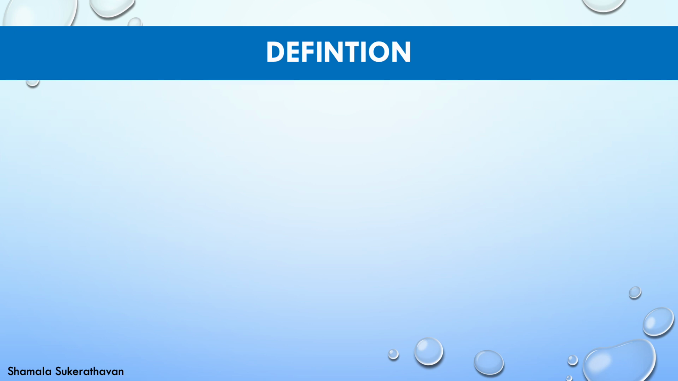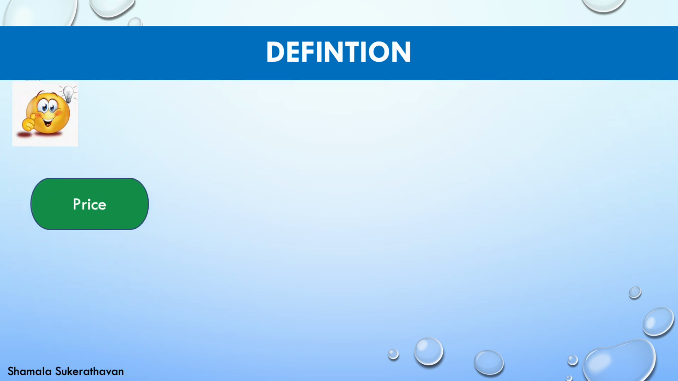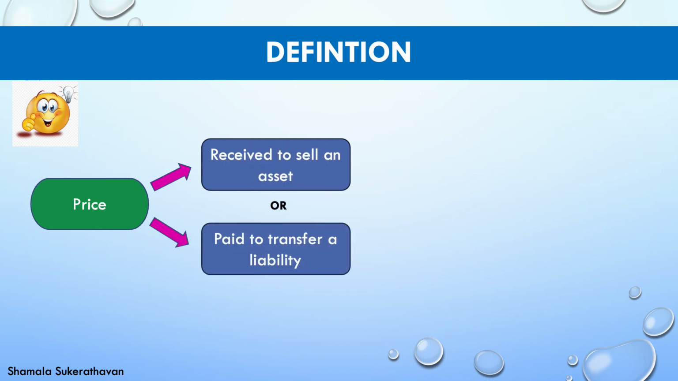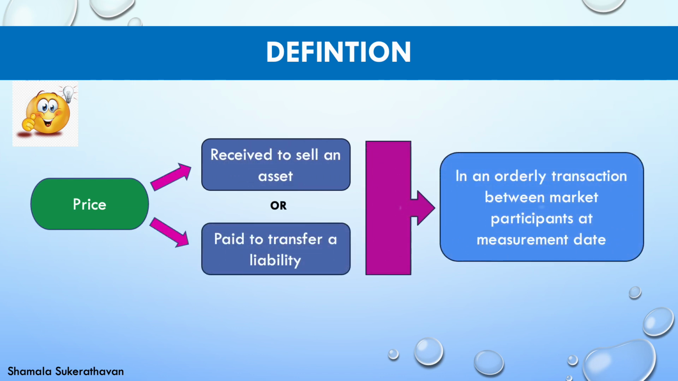How does IFRS 13 define fair value? According to IFRS 13, fair value is the price that would be received to sell an asset or paid to transfer a liability in an orderly transaction between market participants at the measurement date.